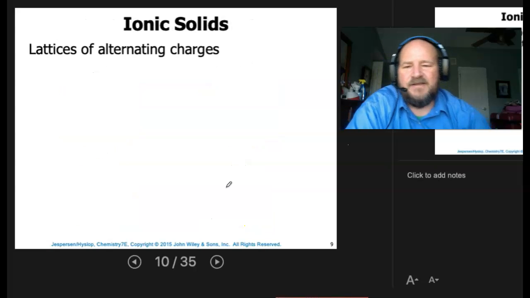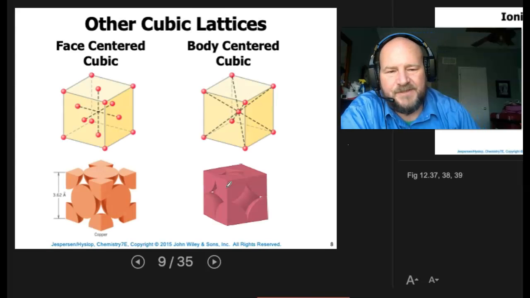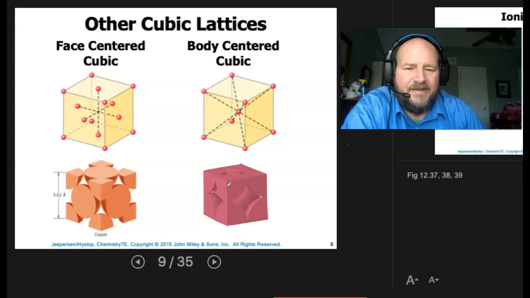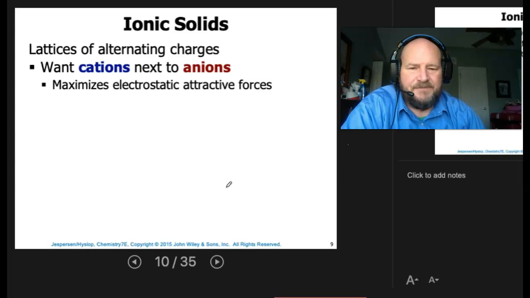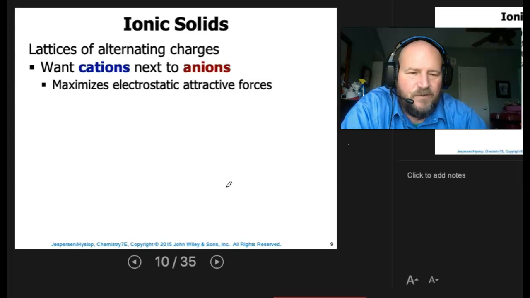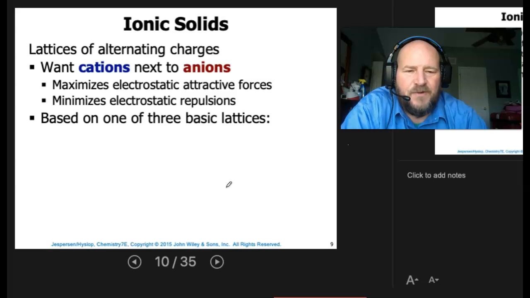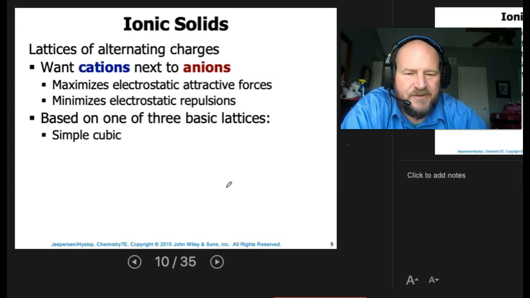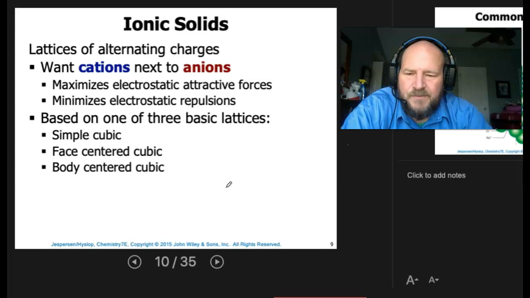Now, ionic solids, the lattices of alternating charges. So these were all atoms so far, right? Only one thing there. Now we're going to look at cations next to anions. So here we want to maximize the electrostatic attractive force, and we want to minimize the repulsion. So it's going to be based on one of the same three lattices. We're still going to be based on a simple cube, right? And so it's going to be either a simple cube, a face-centered cube, or a body-centered cube.